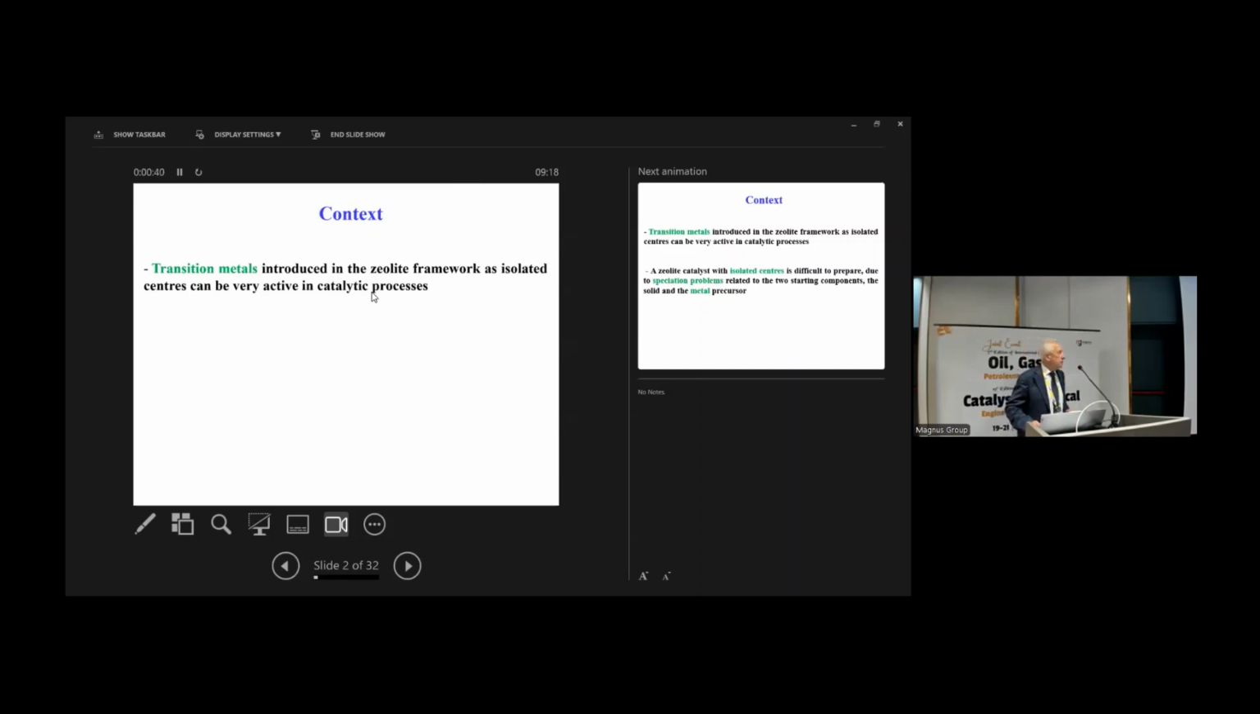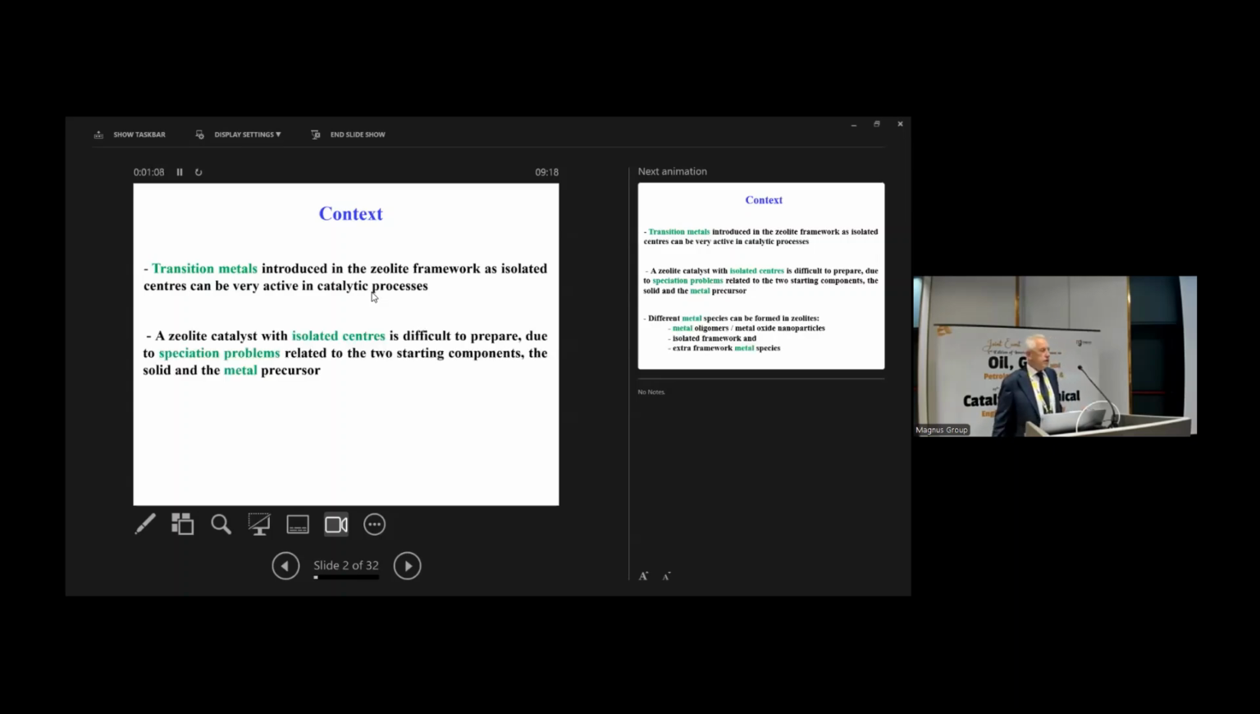The context of my work is related to zeolites and to the introduction of transition metals in the zeolite framework as isolated centers, because this makes it possible to create active sites in the zeolite for different catalytic processes.